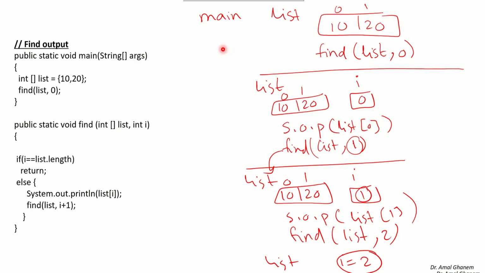We will start with the following example. In the main method, we have an array with two elements, 10 and 20, and then we will call a method find. We will send the array and we will send the number 0. So this will call this method find.